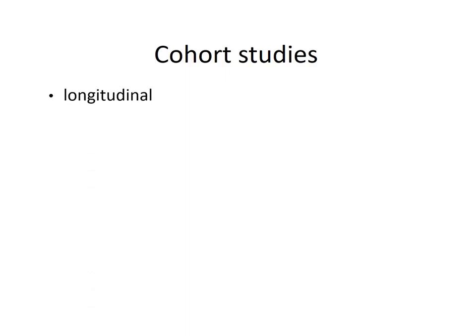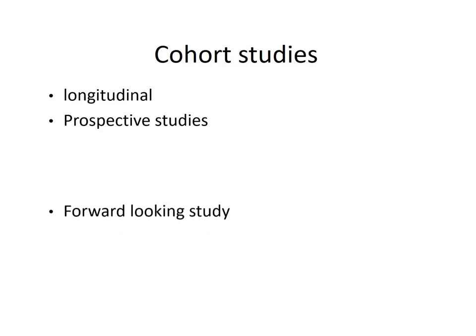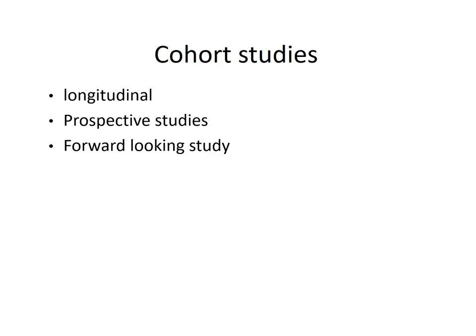Cohort studies are characterized by being a longitudinal design, so it takes a long time to obtain the outcomes. Most of them are prospective studies, famous for being the only design that can be performed in a prospective way in order to obtain the outcome in the future. They are forward-looking studies, so you start at the exposed and you look forward for the outcome. It's a synonym of incidence studies.